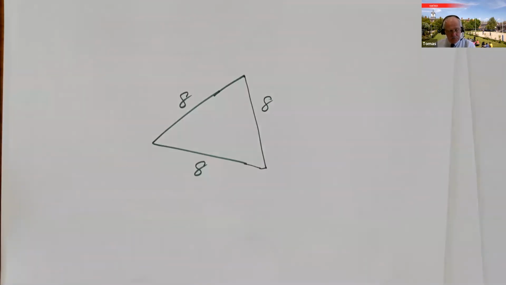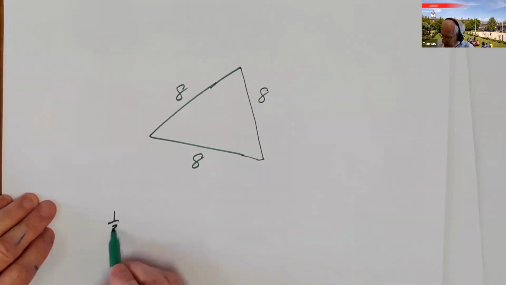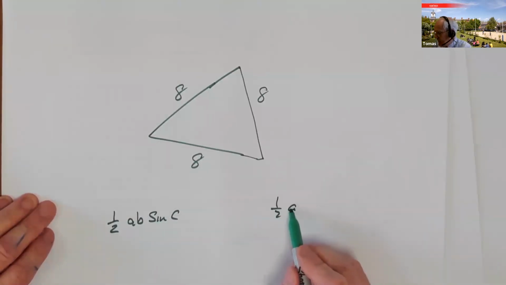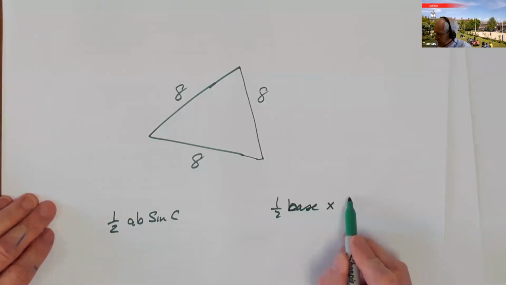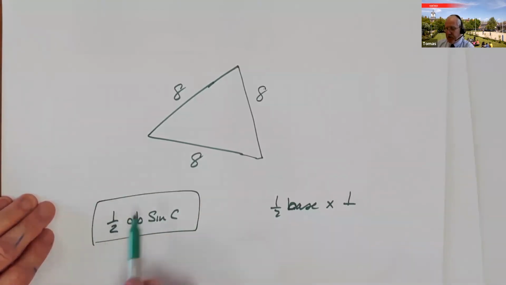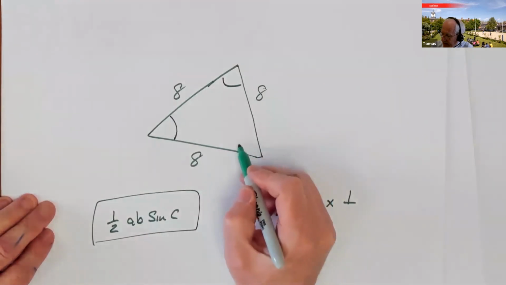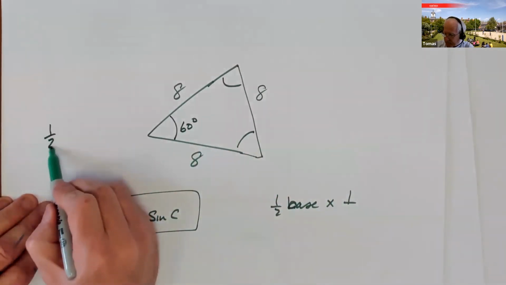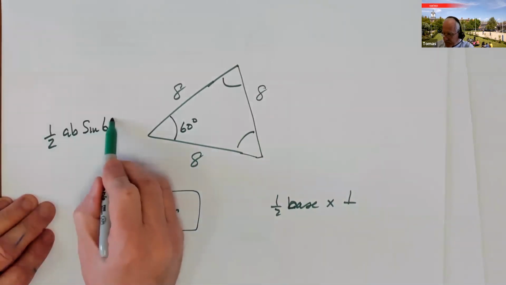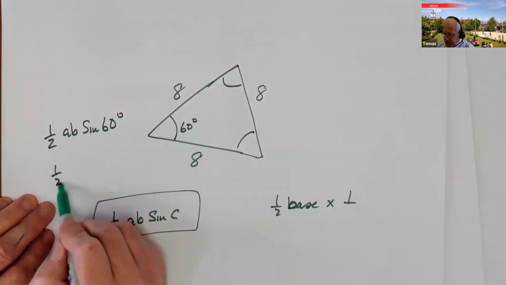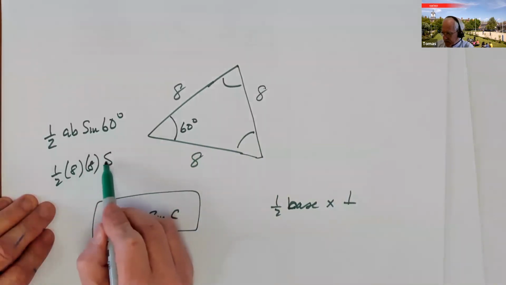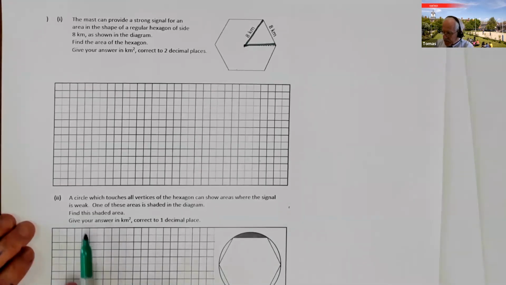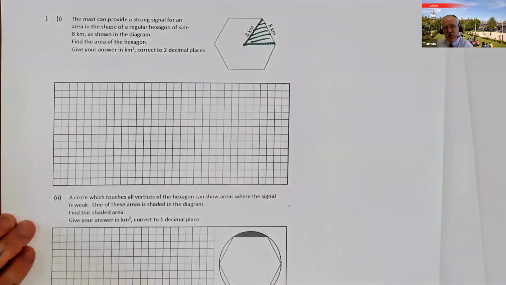What's the area of the triangle? Well, there was an equation for that. I think it was a half AB sine C, or a half A, the base by the perpendicular height. But I think it's much easier to do half AB sine C. If the three sides are 8, then the three angles must be 60. So it's a half AB sine 60. A is 8, B is 8, sine 60. So that's the area of the triangle.